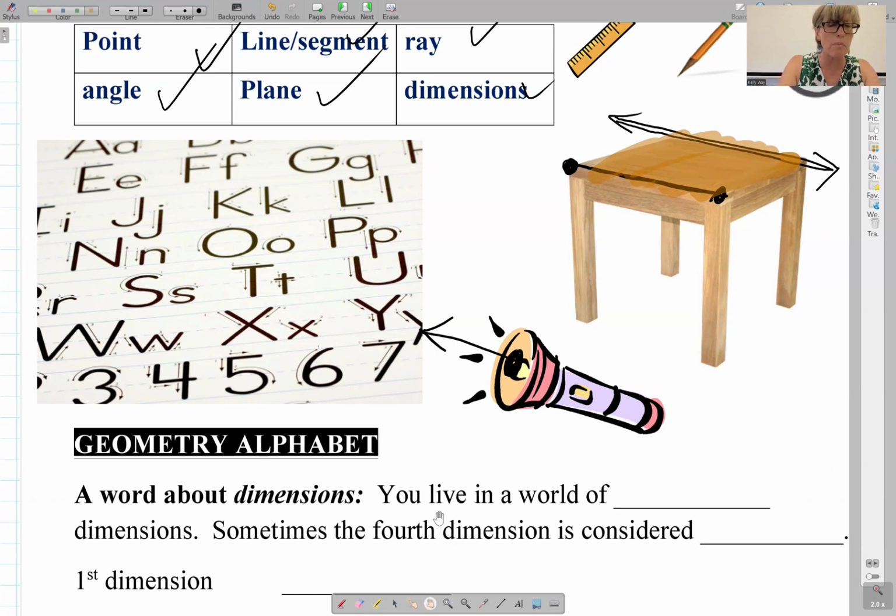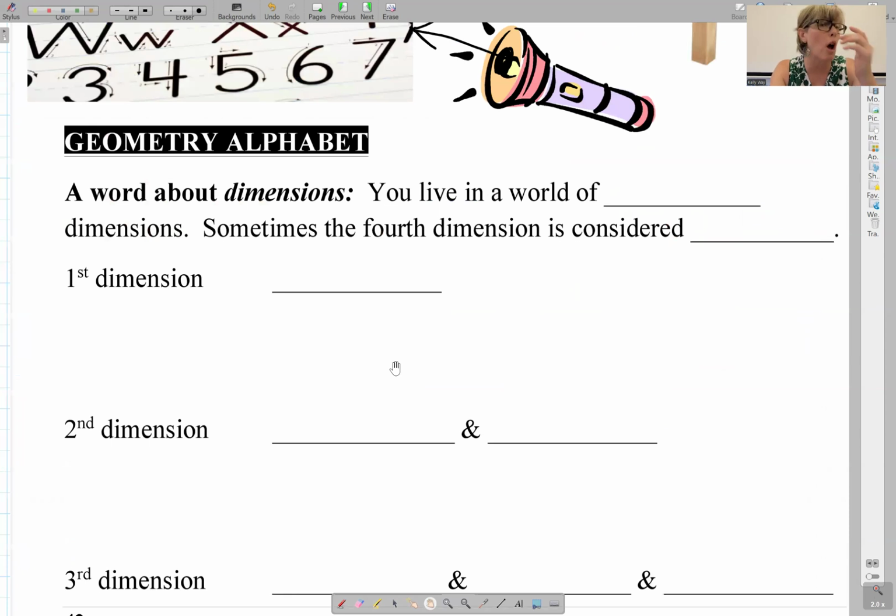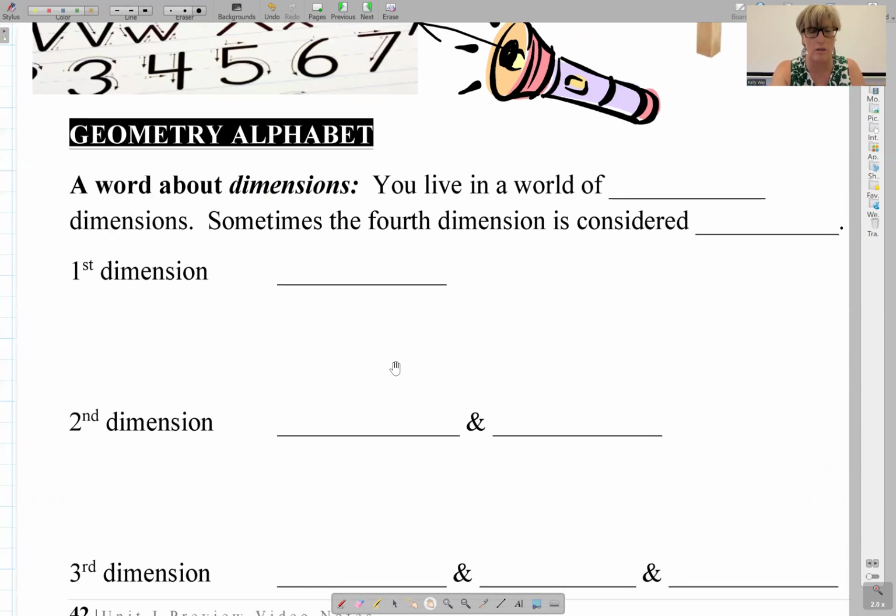But before we talk about letters, we need to first talk about the concept of dimensions. We live in a world of 3 dimensions. Sometimes the 4th dimension is considered time. So in one way, we live in 4 dimensions because we live within time versus God, who exists outside of the realm of time.